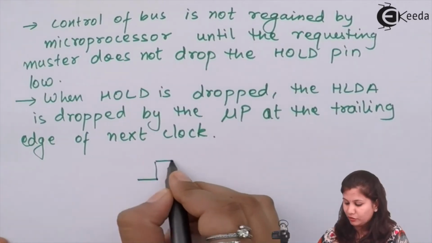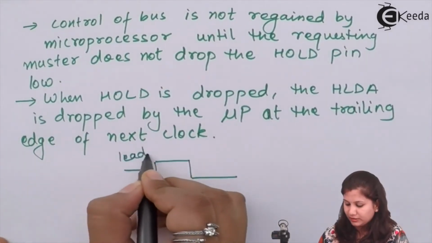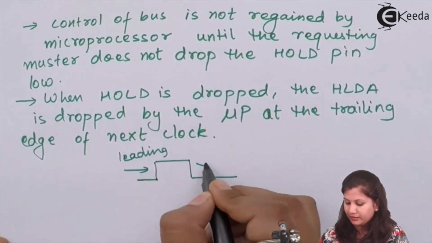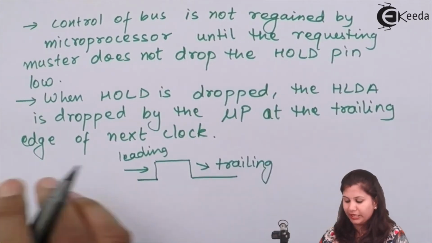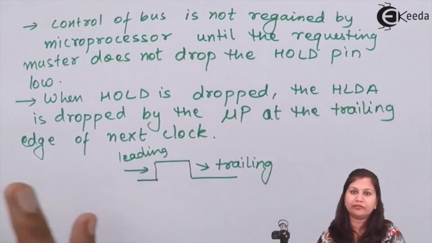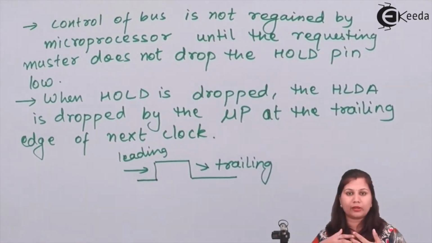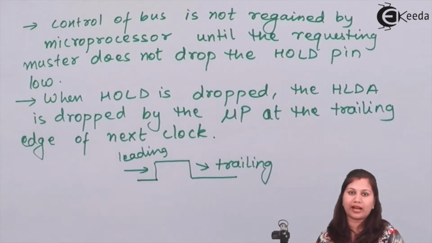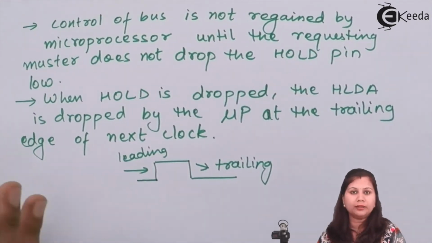If this is the clock pulse, then this is the leading edge and this is the trailing edge. So at the trailing edge of the next clock pulse, this HLDA signal will be dropped by the microprocessor. So these are the bus request and bus grant signals which are issued by the microprocessor during the minimum mode.